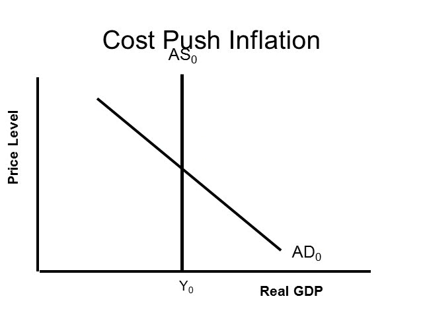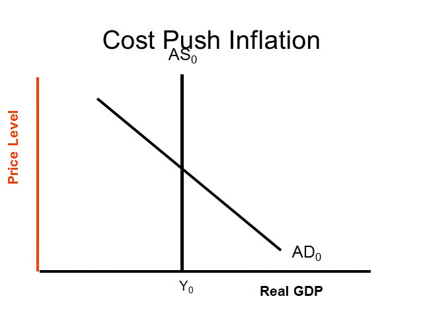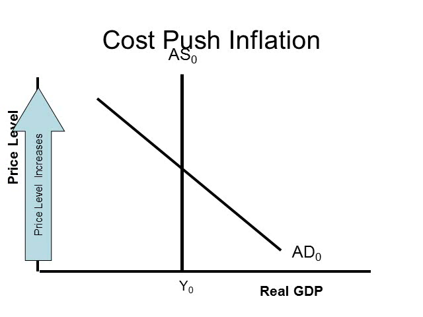Before looking at cost push inflation, it might be useful to review the basic aggregate supply curve and aggregate demand curve graph as an economist sees it. The first thing to remember is that the horizontal axis represents the real GDP. Also remember that real GDP increases as one moves from left to right. The second thing to remember is the vertical axis represents the price level. Also remember that price level increases as one moves upwards.